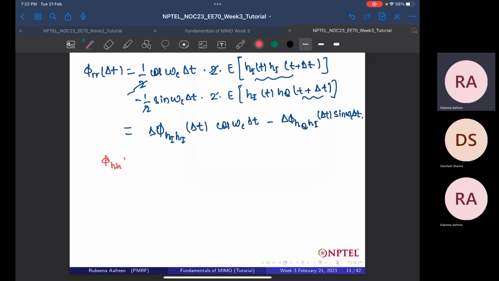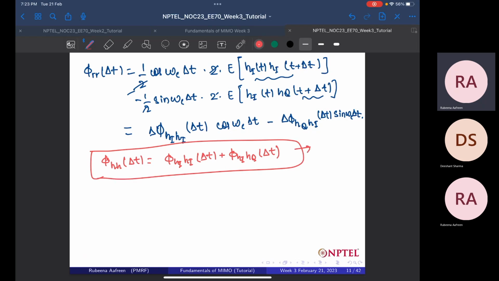And when you take the autocorrelation of h, it comes as phi of hi delta t plus phi of hq delta t. This thing, just solve once and drop me an email if there is some issue. So we will be using this result in this one.